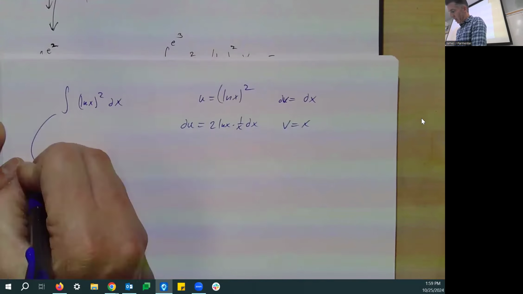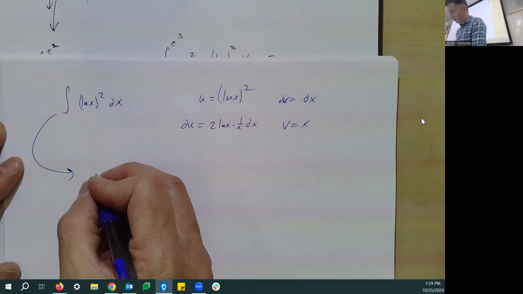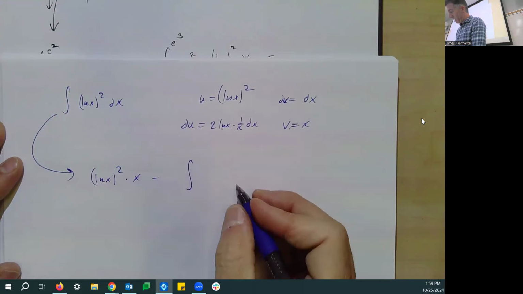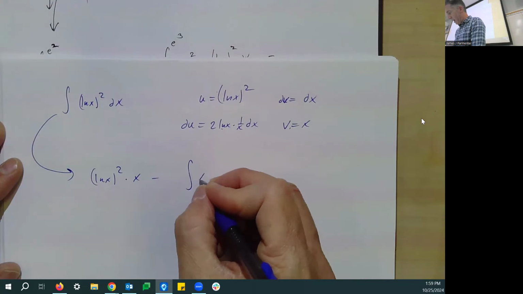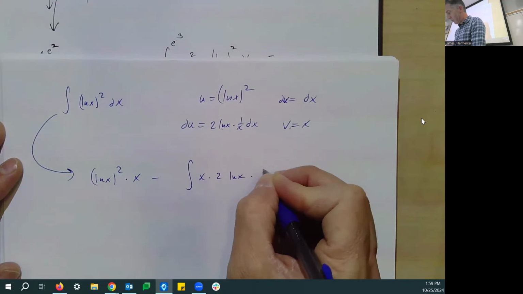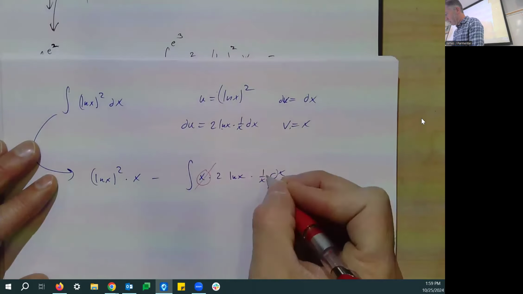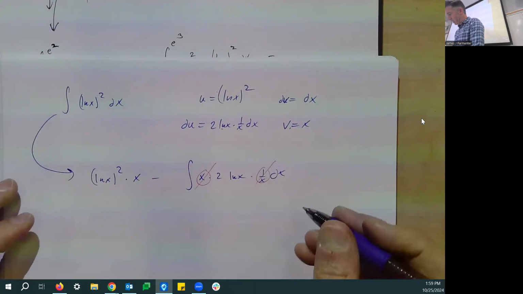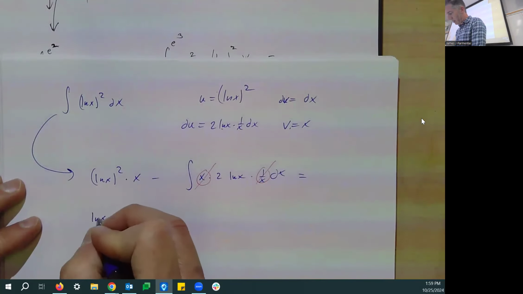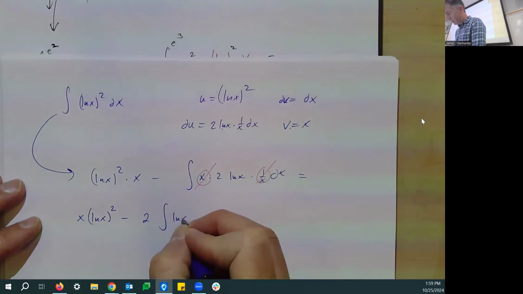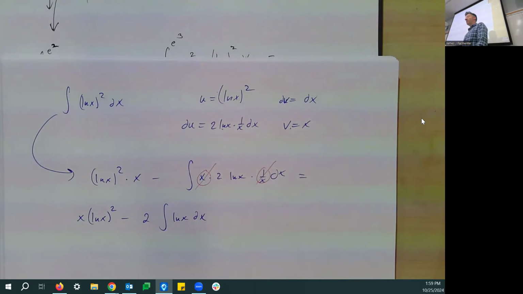We're going to rewrite this as u times v minus the integral of v du. And when we do v du, we get x times 2 times natural log of x times 1 over x dx. The x and the 1 over x get to cancel out. So then we're going to get natural log of x squared times x minus 2 times the integral of natural log of x. And then you integrate by parts again.